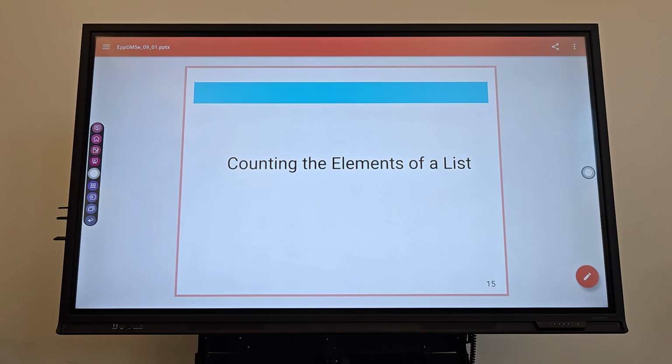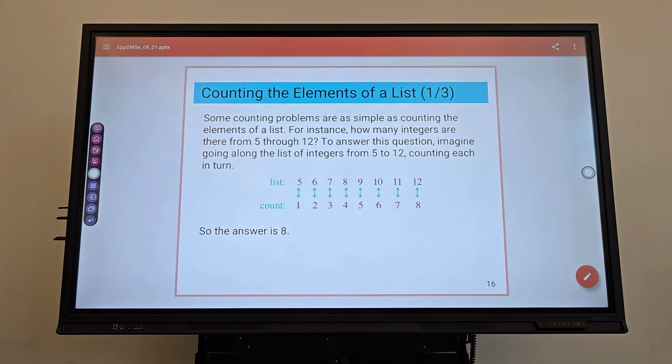Counting the elements of a list. Some counting problems are as simple as counting the elements of a list. For instance, how many integers are there from 5 through 12? To answer this question, imagine going along the list of integers from 5 to 12, counting each one in turn. You get something like what's shown here, giving the answer to be 8.